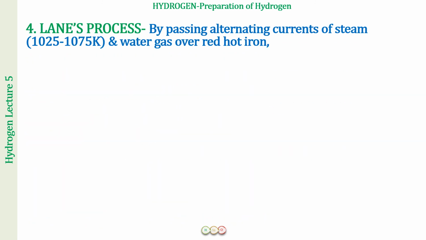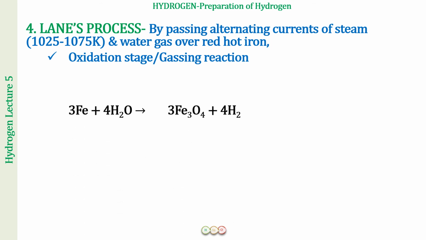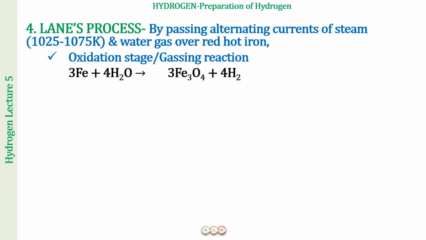So the next process by which we can do a commercial preparation of hydrogen is known as Lane's process, where alternating currents of steam and water gas are passed over red hot iron to produce H2. Okay, and this process has two stages. The first stage is called the oxidation stage or the gassing reaction. In this, the red hot iron, which is maintained at a high temperature of 1025 to 1075 Kelvin, reacts with steam. The iron oxide, which is magnetic oxide of iron, Fe3O4, is produced along with hydrogen.